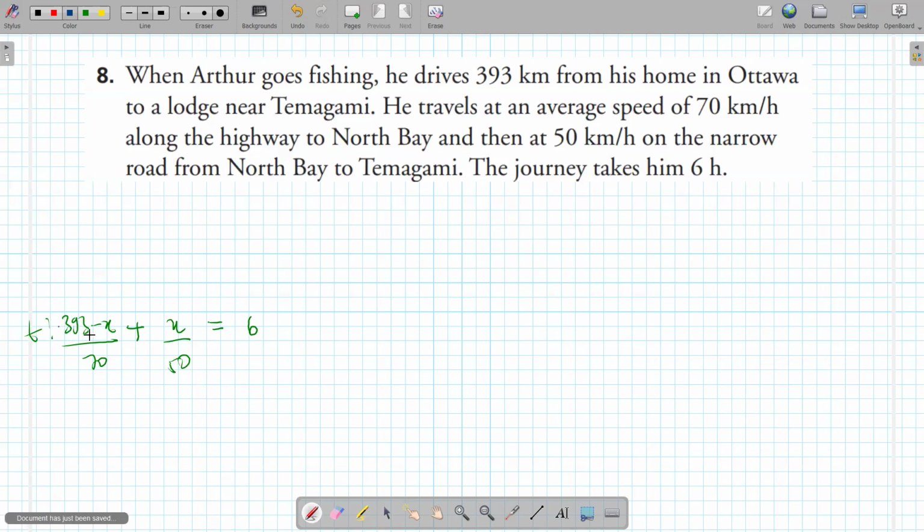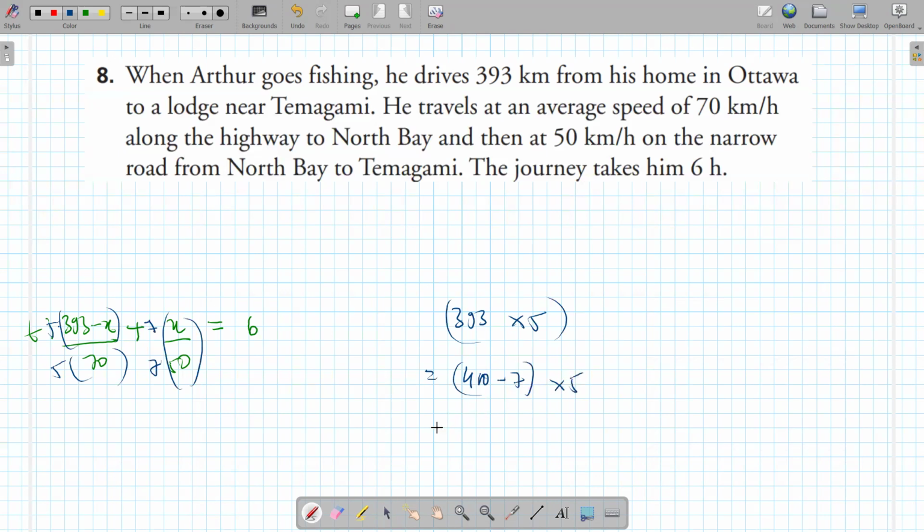So it's 350. Multiply this by 7. Multiply this by 5. So, let's try to come up with this. What is 393 times 5? The way to think about this, I'm going to rewrite 393 as 400 minus 7, times 5. I'm doing this in my head. 400 times 5 is 2,000. 7 times 5 is 35, right? So 2,000 minus 35 is 1965.